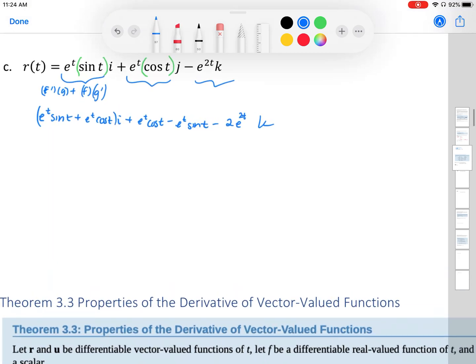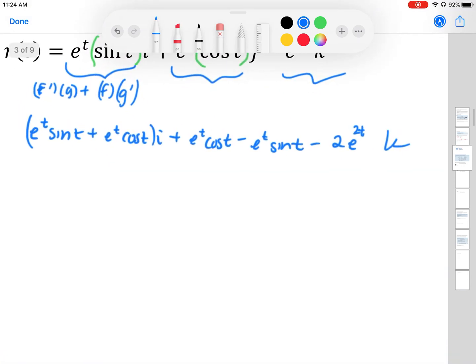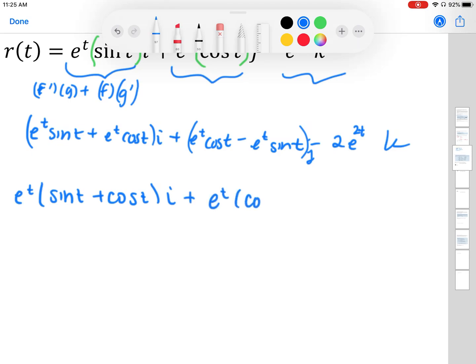And all we can do to clean up our answer is maybe factor out those e's for each one. So that we have e to the t (sine t plus cosine t) i plus e to the t (cosine t minus sine t) j and minus 2e to the 2t k. That is our answer.